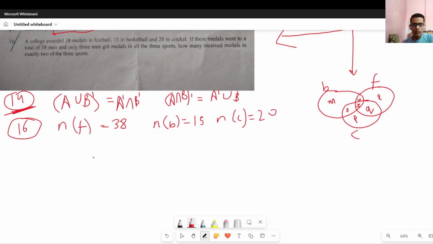Now, according to the Venn diagram, the total number of persons who got medal in basketball is M plus N plus O plus 3 equals to 15. That is, we got our first equation, that is M plus N plus O equals to 12. M plus N plus O equals to 12.